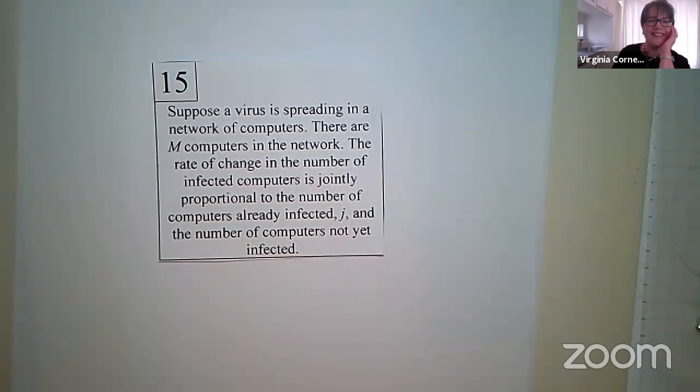Suppose a virus is spreading in a network of computers. There are M computers in the network. The rate of change of the number of infected computers is jointly proportional to the number of computers already infected, J, and the number of computers not yet infected. So suppose a virus is spreading in a network of computers. I'm going to give you guys another 30 seconds to do this.